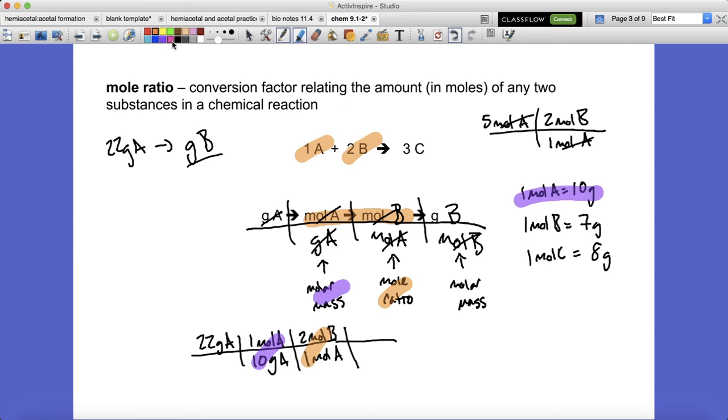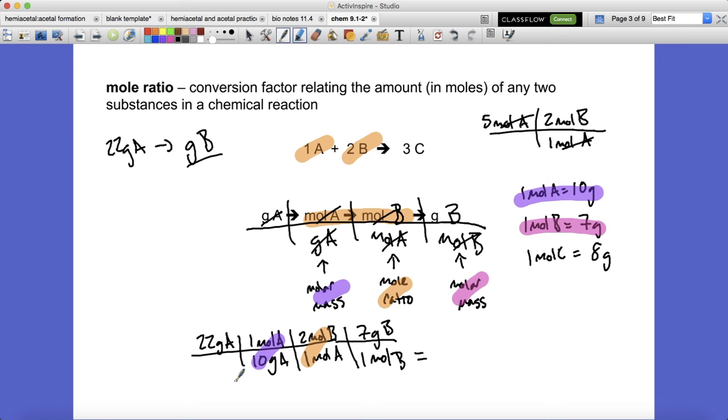And then finally, we're going to need to use 1 more molar mass, but it's a different molar mass because it's a different substance. And B apparently is 7 grams per mole. Oops, put the A label on it by accident. 7 grams of B is 1 mole of B. So I could use this string, I could use this work to come up with my answer. I have to take 22 times 2 times 7 and then divide that answer by 10, right?